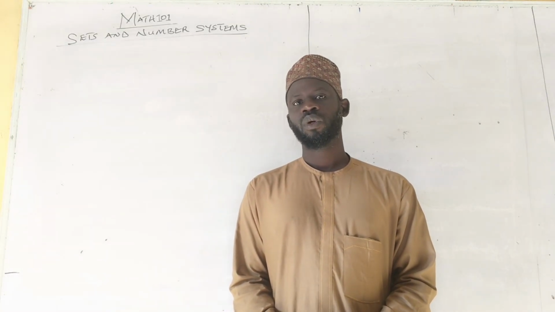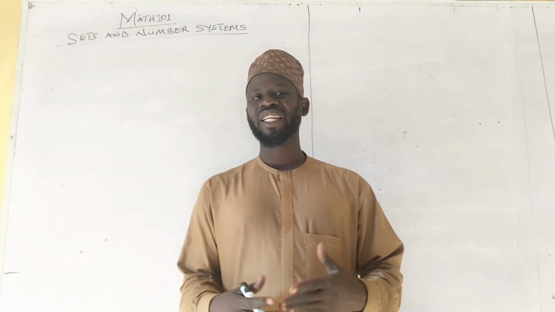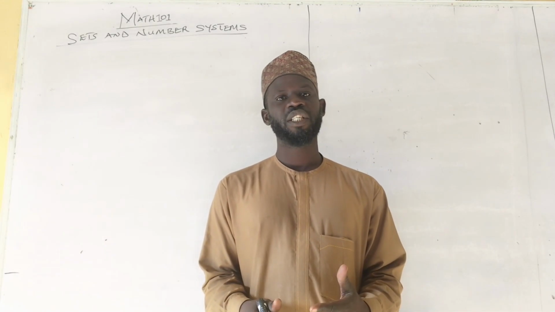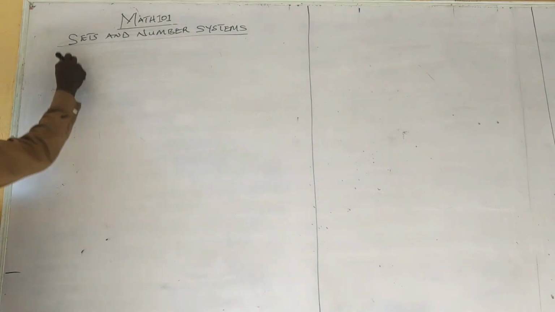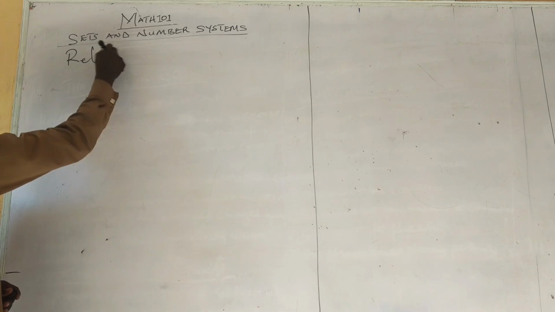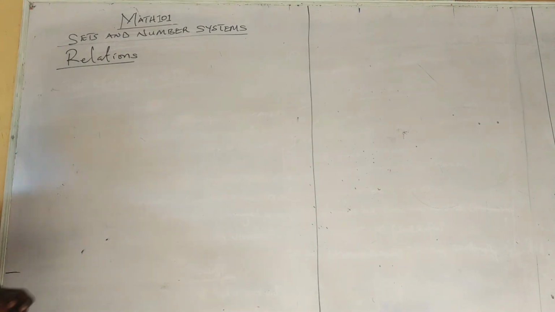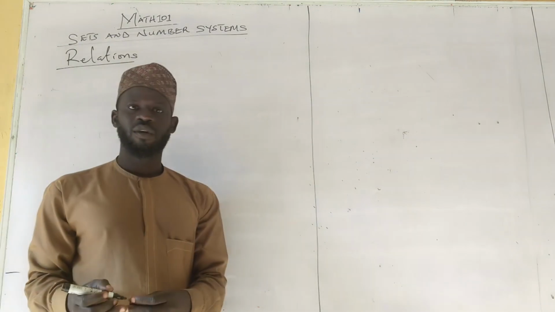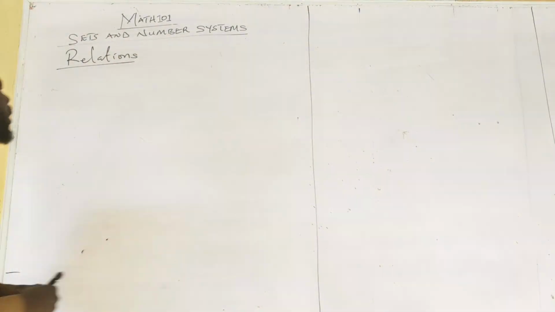In this video, we are going to look at relations. We're going to look at binary relations, types of relation, and so on. Relations. This is our topic for today. The course code is MATH101. The title of the course is Sets and Number Systems.